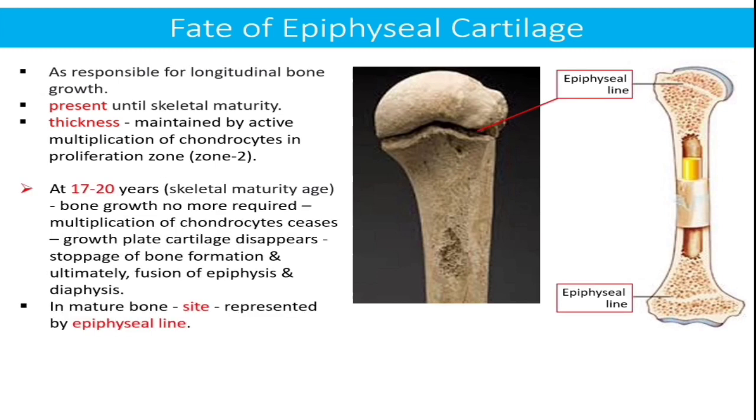At the age of 17 to 20 years, the age of skeletal maturity, bone growth is no more required, hence multiplication of chondrocytes ceases, so growth plate cartilage disappears, there is stoppage of bone formation and ultimately fusion of epiphysis and diaphysis. In mature bone, the site of epiphyseal cartilage is represented by epiphyseal line.